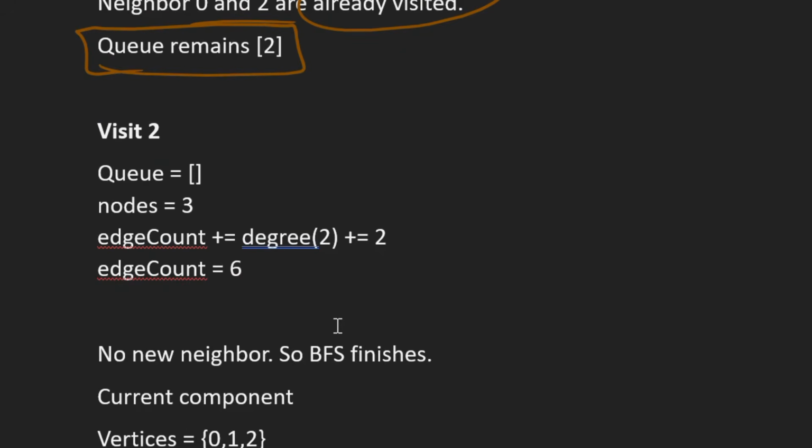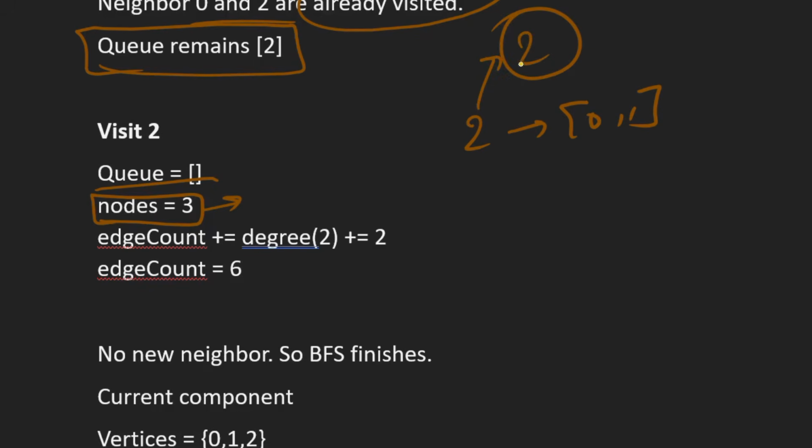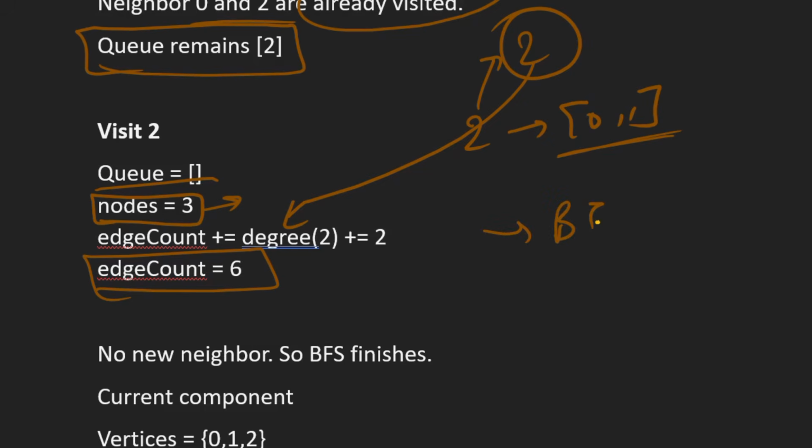So now we visit 2. When we visit 2, we remove 2 from the queue, so the queue will become empty. Now the number of nodes that we have checked is 3, and as we know 2 is connected with 0 and 1, so the degree of 2 is 2, right? So we add that degree also to the edge count. So now our edge count will become 6. Now there are no new unvisited neighbors, so that means the BFS has finished.